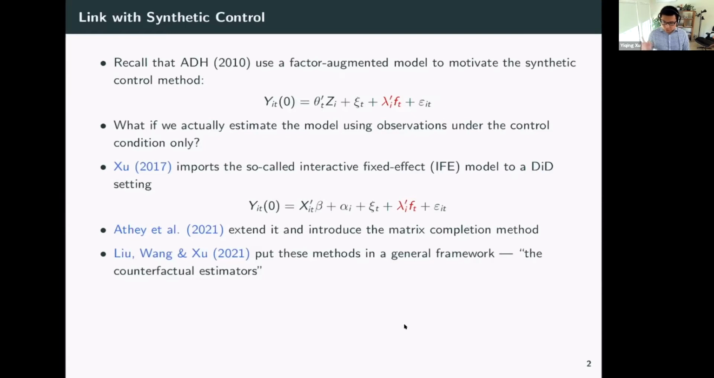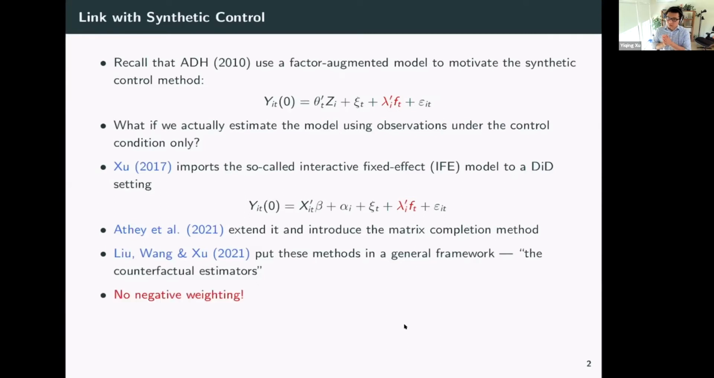In a recent how-to paper, how-to meaning it is not really proposing any innovative methods. There are some tests that I think are new, but it's really trying to tell practitioners, applied users, how to use these methods, how to conduct diagnostic tests. So me and two co-authors worked on this how-to paper to give people some practical suggestions on how to use these methods.